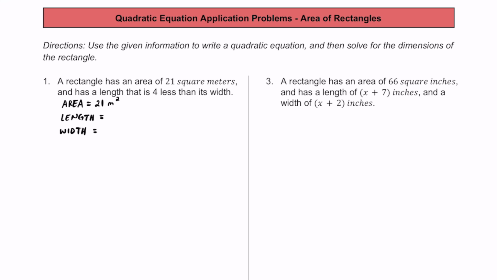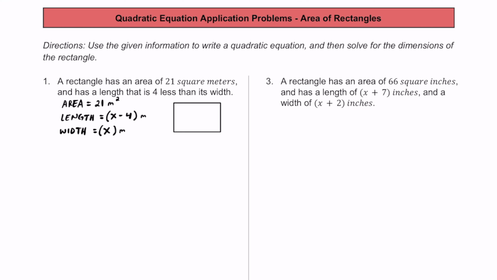Now, we don't know the width, so I'm going to use the variable x to represent how long the width is, but the length is going to be 4 less than whatever that is, so we can use the expression x minus 4 in terms of that length there. So I'm going to say that's x minus 4 meters, that's the length, and the width here is going to be x meters. We don't know what that is either.